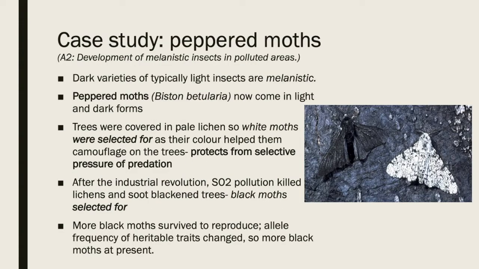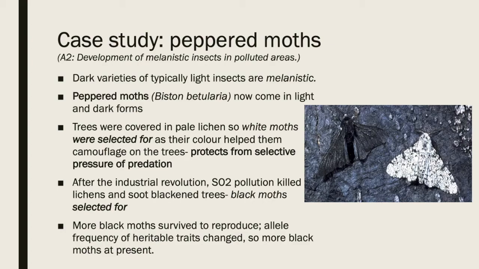Finally, we have a case study, which you will need to know for your IB exams because the IB specifically wants you to know this example. This is the case study of peppered moths. This is one that has been refuted online, and in recent times, people have started to question the validity of this example. But as far as the IB is concerned, you will need to know this, so don't let the internet confuse you. Dark varieties of light insects are referred to as melanistic, and the peppered moth is an example of an insect which comes in a melanistic form.